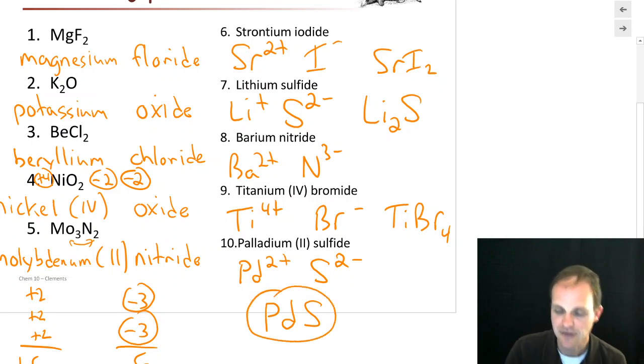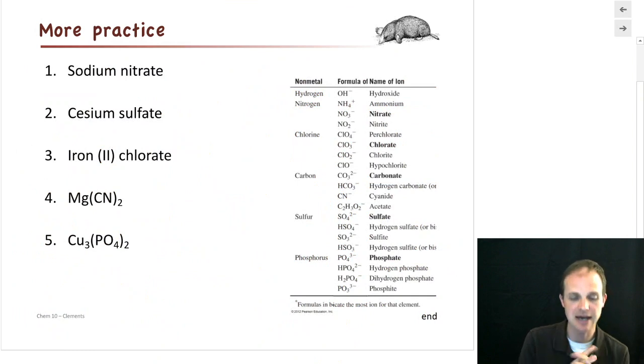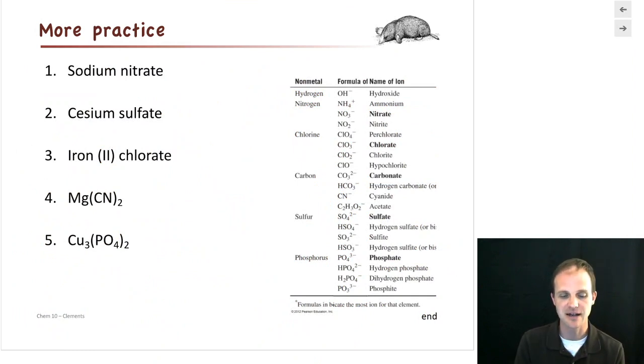All right, so next we have more practice, because practice never hurts. Here we're using the common ions, and I've got part of the table printed there, so I want you to pause the video again and try to come up with names and formulas for these ones.